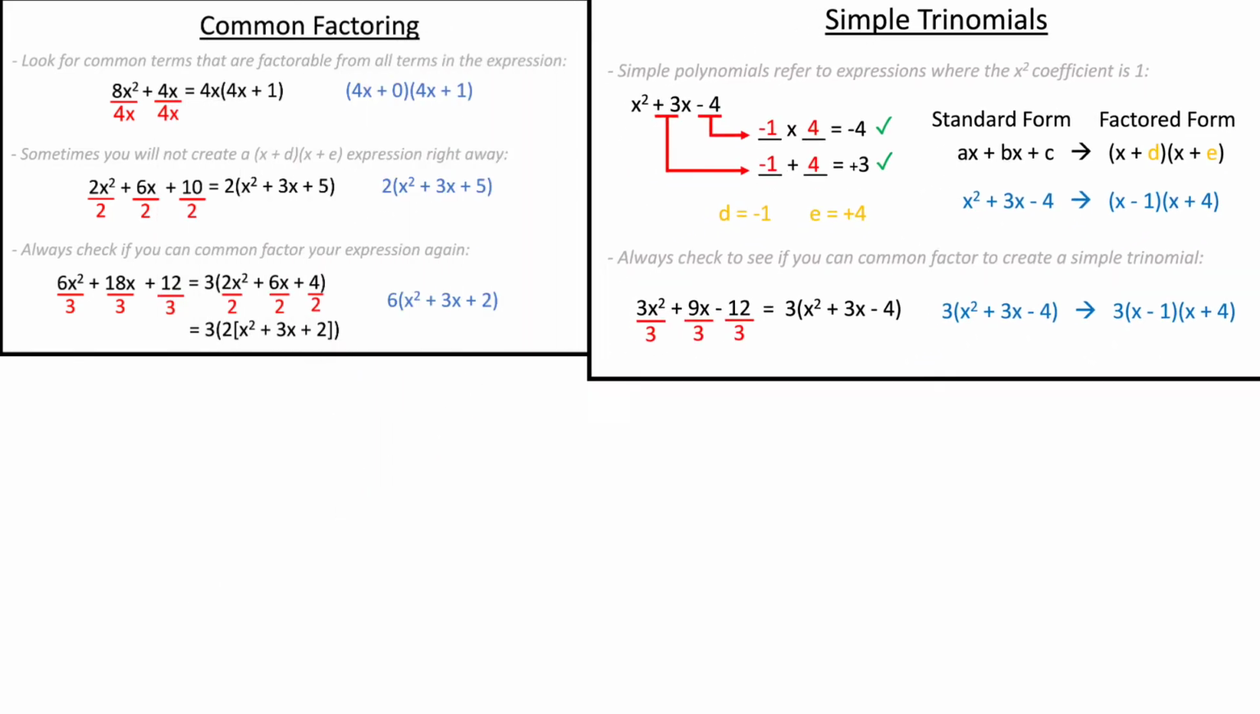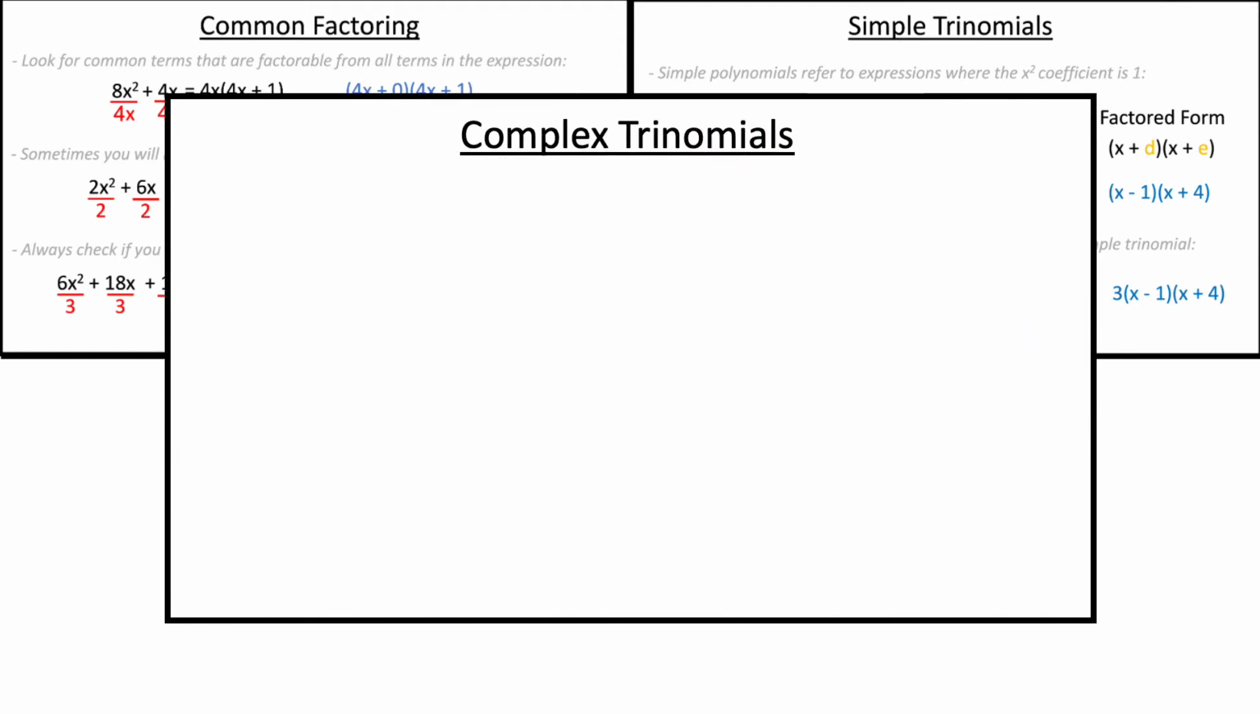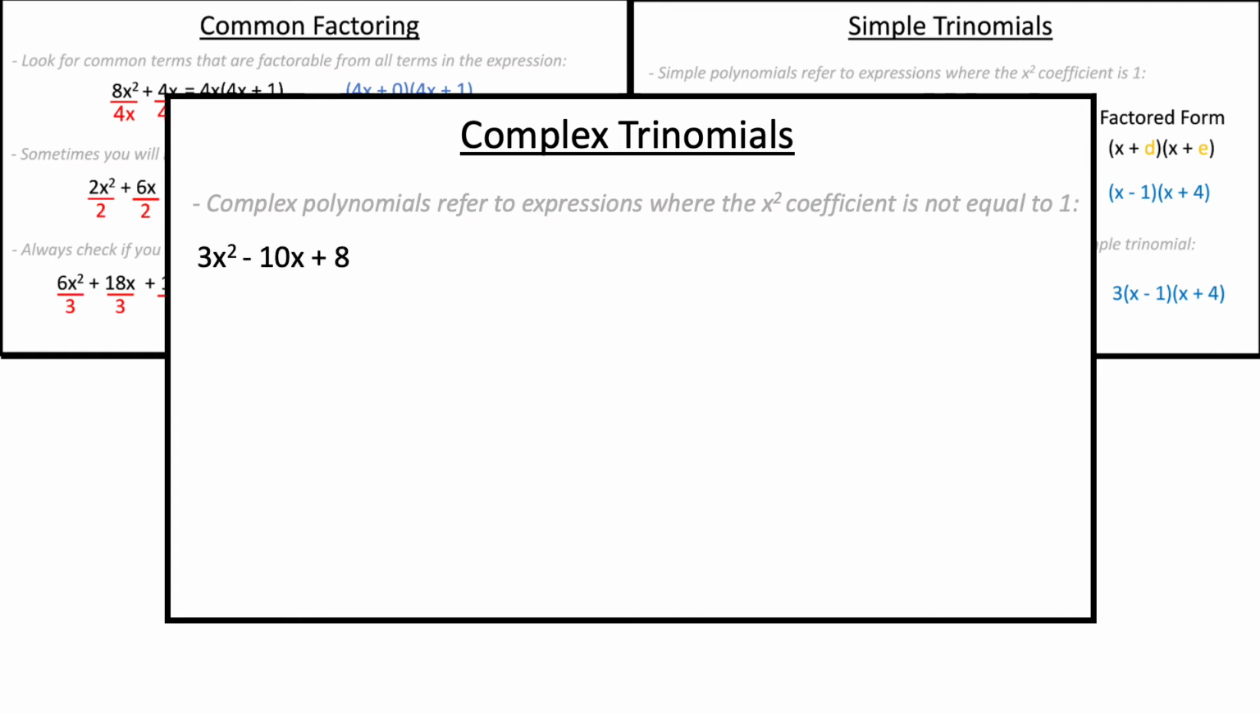The next method we're going to be covering are known as complex trinomials. Now, complex trinomials, as I kind of alluded to in the previous slide, are polynomial expressions where the x squared coefficient is not equal to 1. So, for example, something like this, we have an x squared term of 3. So, to solve these, what we're going to do is very similar to a simple trinomial. We're going to find two numbers that multiply together, but this time they're going to multiply together to give us the product of a and c. So in this situation, 3 and 8, and that's 24 in this situation.